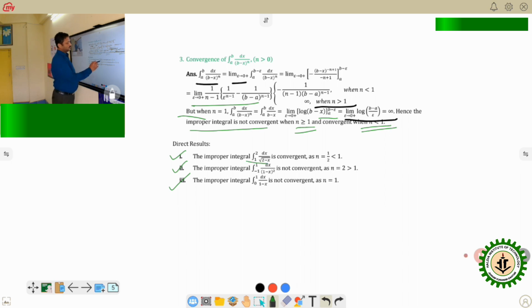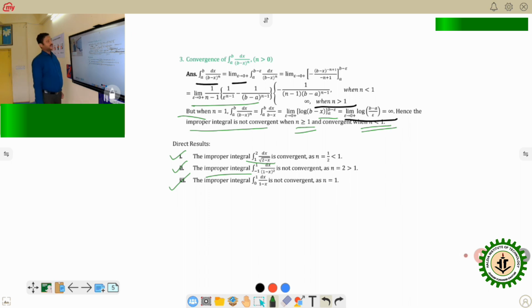The integration from 1 to 2 of dx by root under (2 minus x) is convergent, as n is equal to half in this case. The improper integral from minus 1 to plus 1 of dx by (1 minus x) whole square is not convergent, as n is equal to 2, which is greater than 1. And the integral from 0 to 1 of dx by (1 minus x) is also not convergent, as n is equal to 1. I hope it is clear to all.